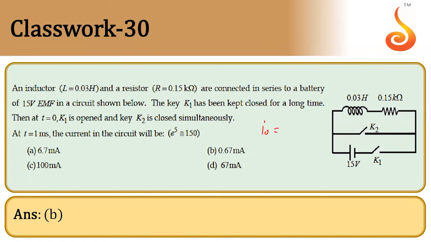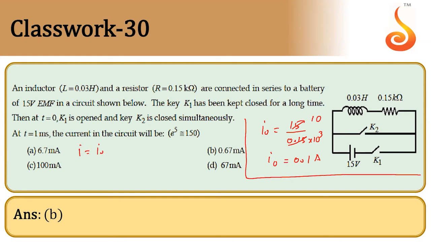I naught is equal to, now the inductor behaves like a resistanceless wire, so 15 divided by 0.15 into 10 cubed. So I naught equal to 0.1 ampere. Now, when K1 is opened and K2 is closed, it becomes a discharging circuit. In a discharging or charging circuit, the current is I equal to I naught into e to the power of minus Rt by L.